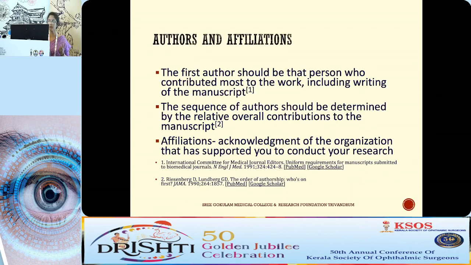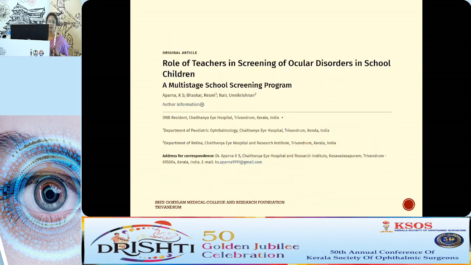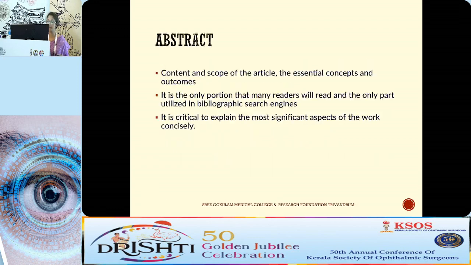Now next is authors and affiliations. Here the first author is the person who has contributed maximum towards the manuscript. The order of other authors, like second author, third author, is also determined by the relative contribution towards the manuscript. What is the affiliation? That is acknowledgement towards the institution or organization that has helped you with the research work. Here you can see the authors just below the title and the affiliations below that.